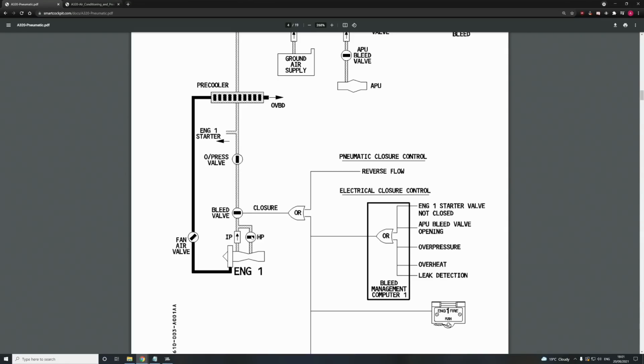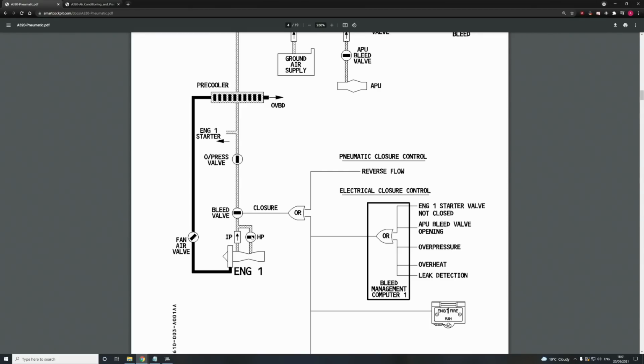So there's two of them, one for each engine. These are semi-redundant. We'll get to talking about them a little bit later. I'll fail them and you can see what happens. But for the moment, they're semi-redundant. So should one fail, the other can take over some of the responsibility of the opposite side.